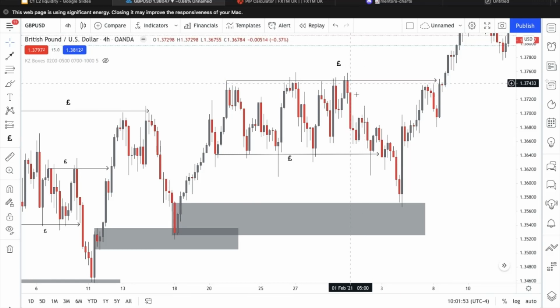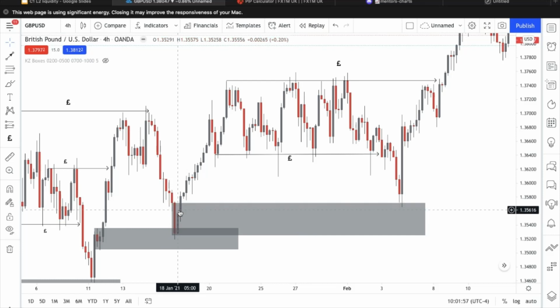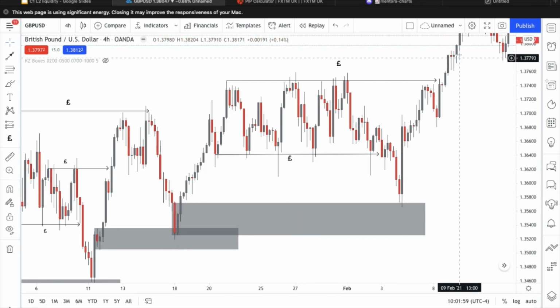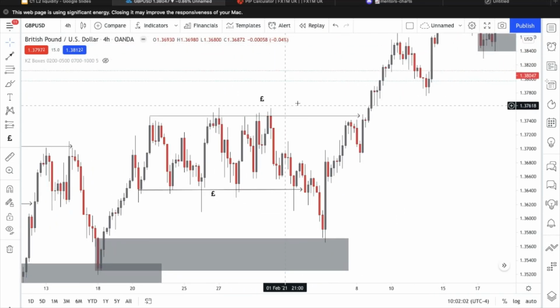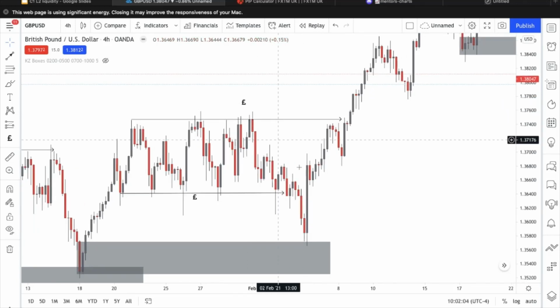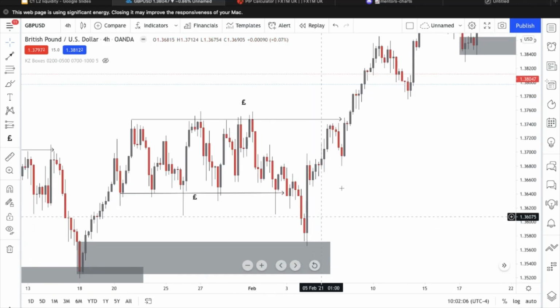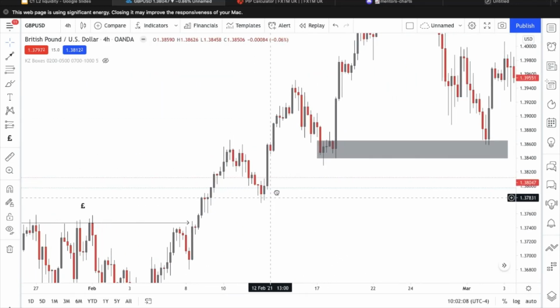Retail traders are still in sales at this point over here. Price comes into our 4-hour sell to buy candle, our order block, and what does it do? Boom, takes out all of the stop losses that were set over here. Retail traders are now out, and our smart money traders are in at this point over here. And it goes on and on.